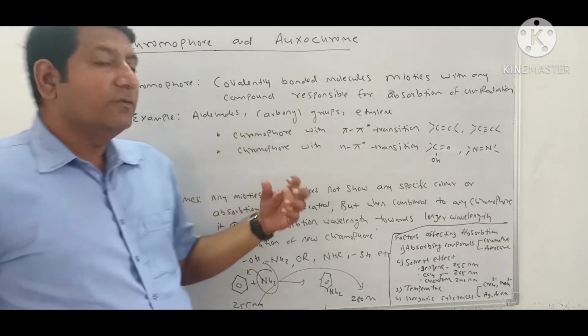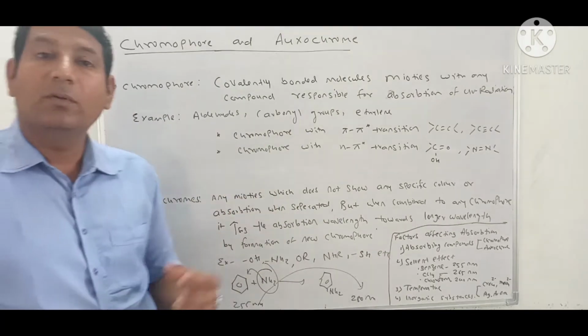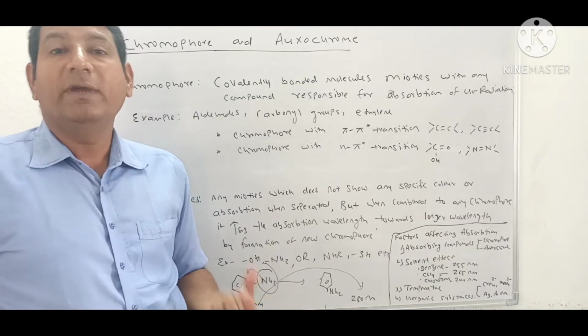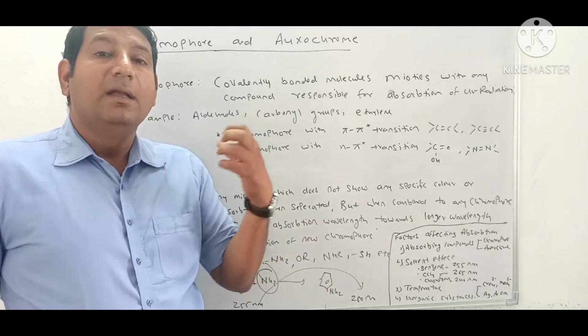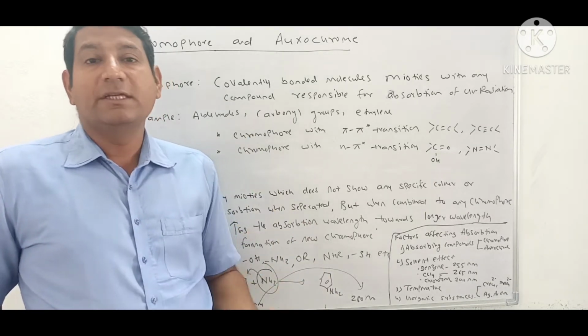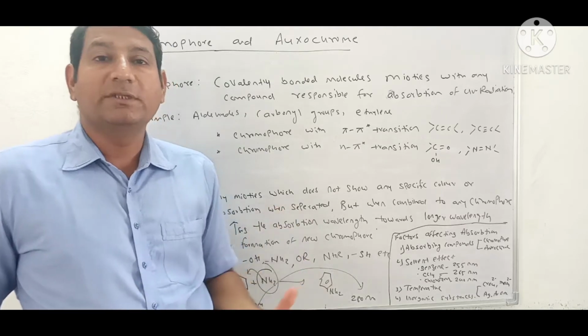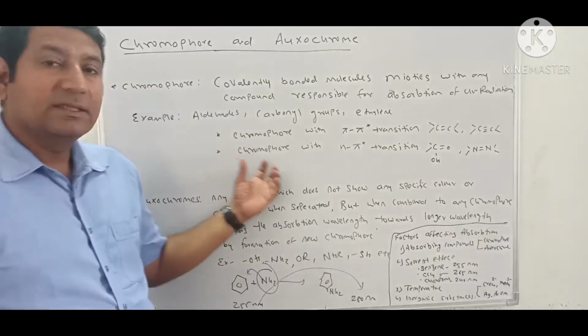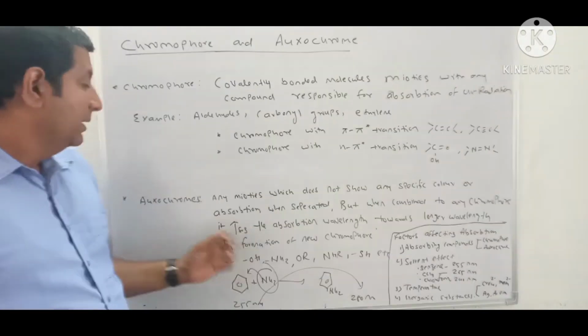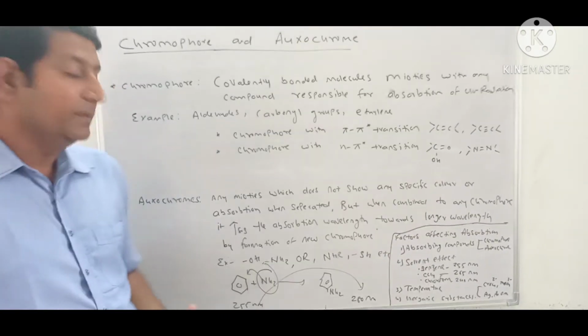The advantage of studying chromophore and auxochrome here is that in the next video we are going to study the various types of shifts seen in UV visible spectroscopy, like red shift, blue shift, hypochromic shift, hyperchromic shift, etc. In that we will discuss the application of these chromophores. Now let us discuss what auxochromes are.